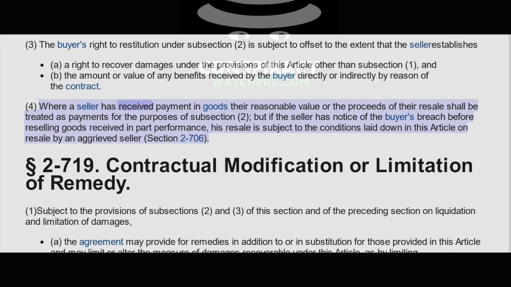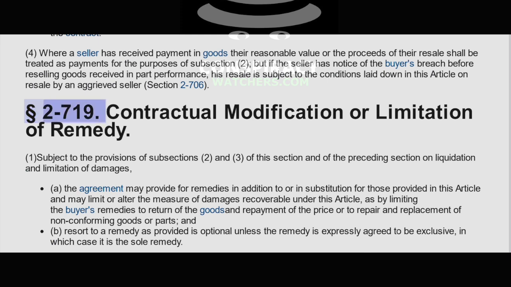Where a seller has received payment in goods, their reasonable value or the proceeds of their resale shall be treated as payments for the purposes of subsection (2). But if the seller has notice of the buyer's breach before reselling goods received in part performance, his resale is subject to the conditions laid down in this article on resale by an aggrieved seller.